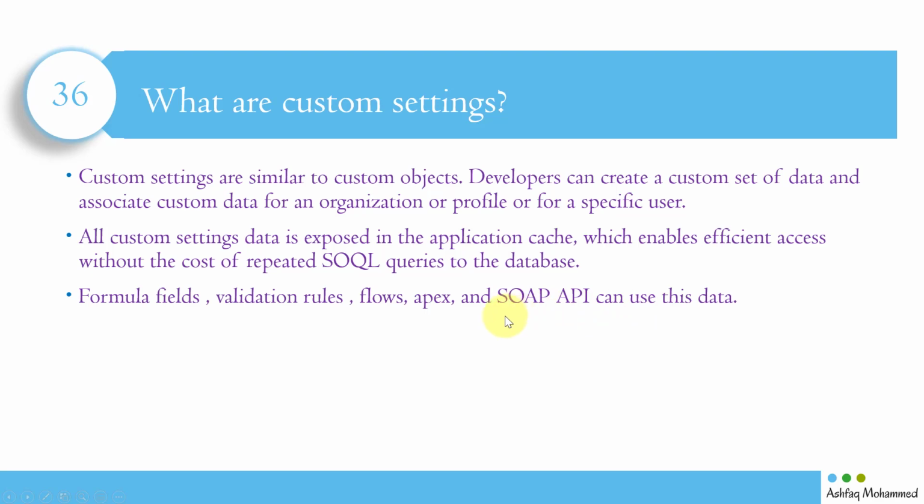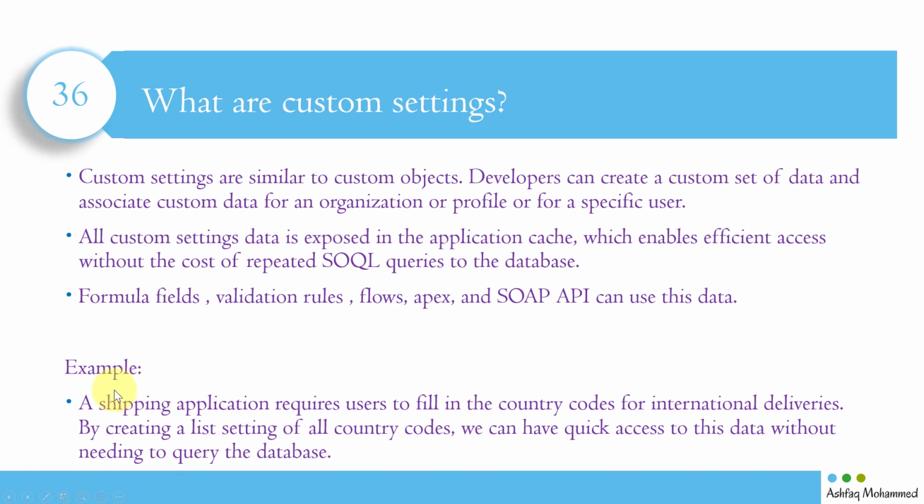So we can access the data from all these areas. An example I could give for this one is a shipping application that requires the user to fill in the country codes for international deliveries. By creating a list of settings of all the country codes, we can have quick access to this data without needing to query the database.